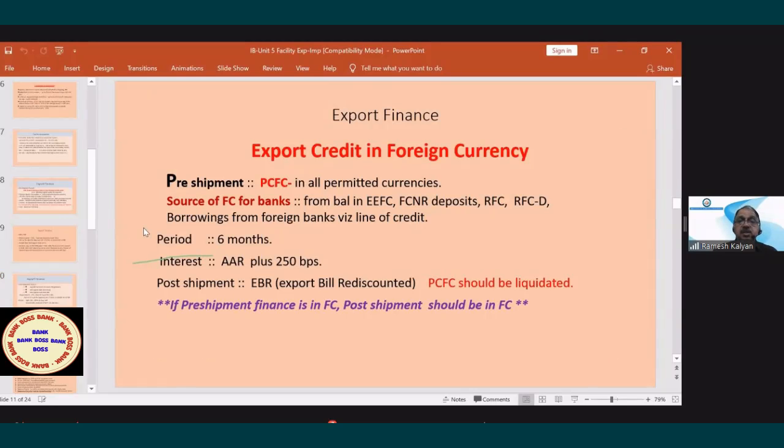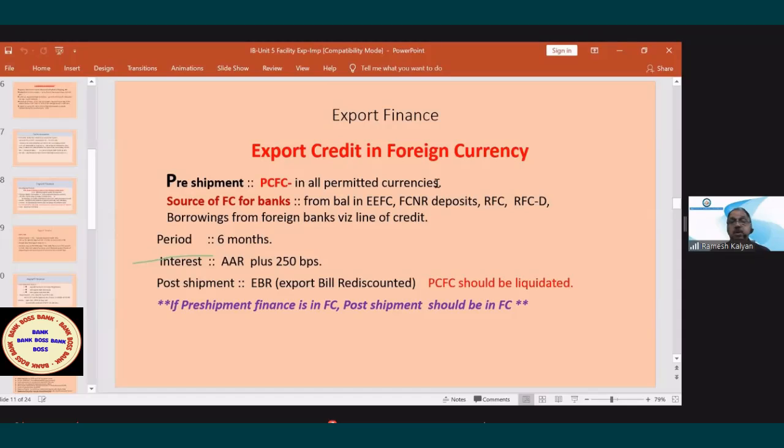Okay. Then this is export credit in foreign currency. It is beneficial for the customer, because the rate of interest is very competitive. If the requirement is there, it is permitted to release in all permitted currencies, but from where will you give foreign currency? You have inflows by way of EEFC, FCNR deposits, RFC. These are the inflows you get. And also a major source is line of credit, overseas borrowings. Out of these funds you can give.